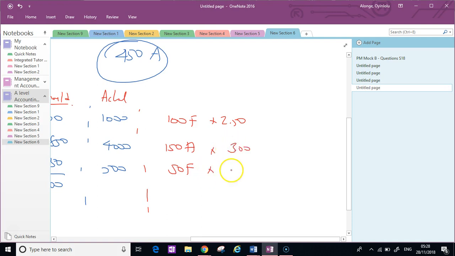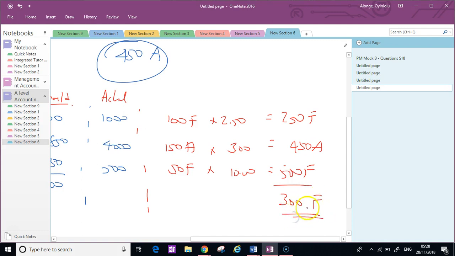Times £3 times £10. And what you get is 250 favorable, 450 adverse, 500 favorable. And when you add all this together, you get 750 minus 450, so you have 300 favorable in the end. And that is your mix variance.